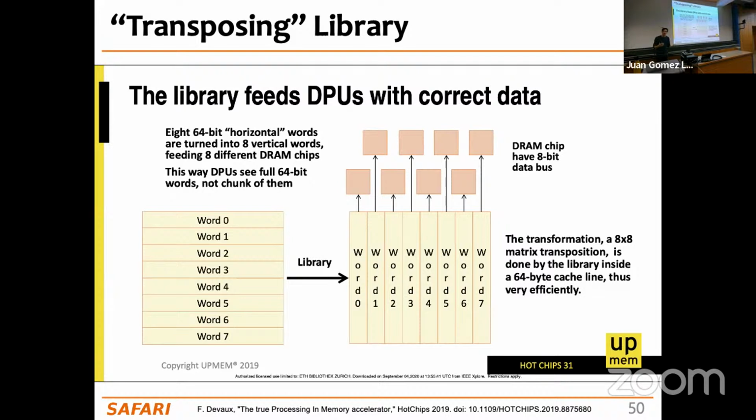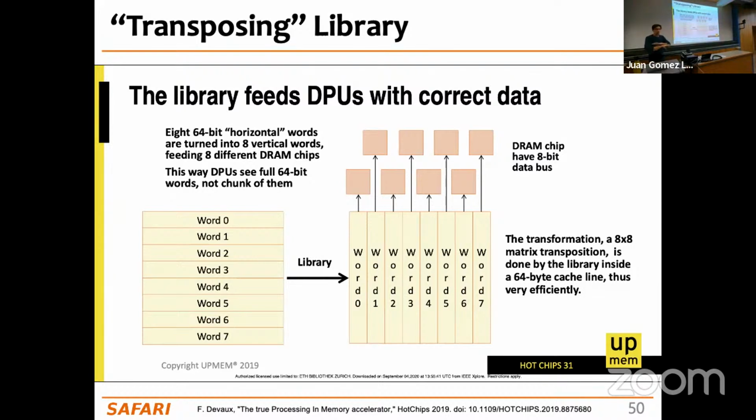That doesn't work for a system like UPMEM. Why is that? Because each DPU wants to operate on entire words, not just 8 bits that belong to a 64-bit word. The DPU wants to operate on the entire 64-bit word. So that's why the runtime system transposes data, this is done by software, before moving the data to the DPU side. This way, each DPU has access to an entire word of 64 bits, right?